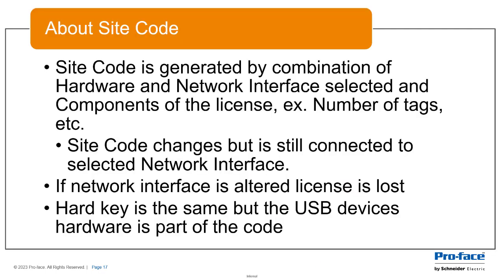Just a couple of points about the site code. The site code is generated by a combination of hardware and network interface selected. And then after activation, the components of the license, for example the number of tags, etc., are all baked into the site code. If anything in the network interface is altered, the license is lost. And the hard key is basically the same. If the hard key fails, the USB device's hardware is what's part of the code. Sorry.